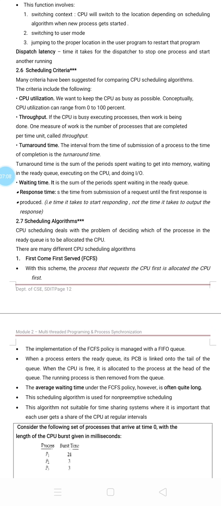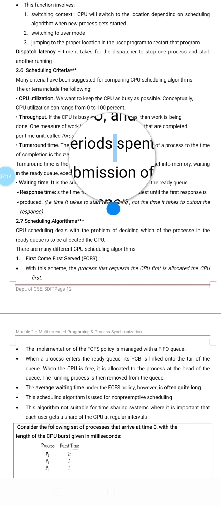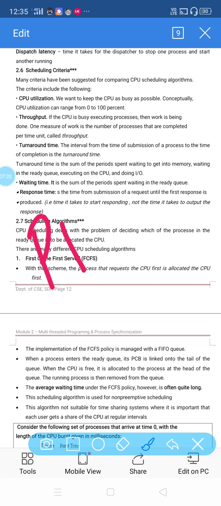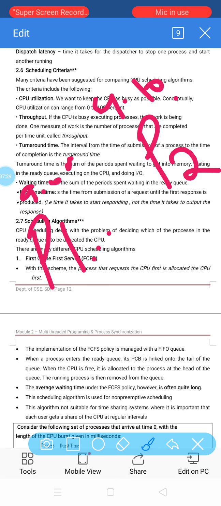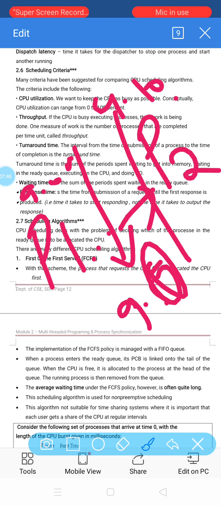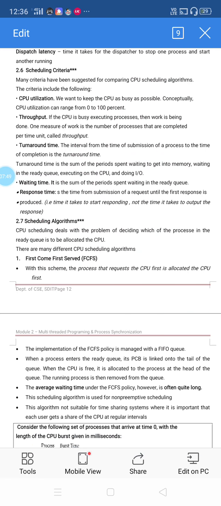Dispatch latency, just know this term. It is the time it takes for the dispatcher to stop one process and start another. Suppose you have one process starting at 9 a.m. and it is going on, and process P2 will start at 9:10. What do you mean by dispatch latency? The time it takes for the dispatcher to stop one process. Suppose at 9:05 the first has stopped and then the next process starts running at 9:10. Then this will be 5 minutes, which you can call the dispatch latency.